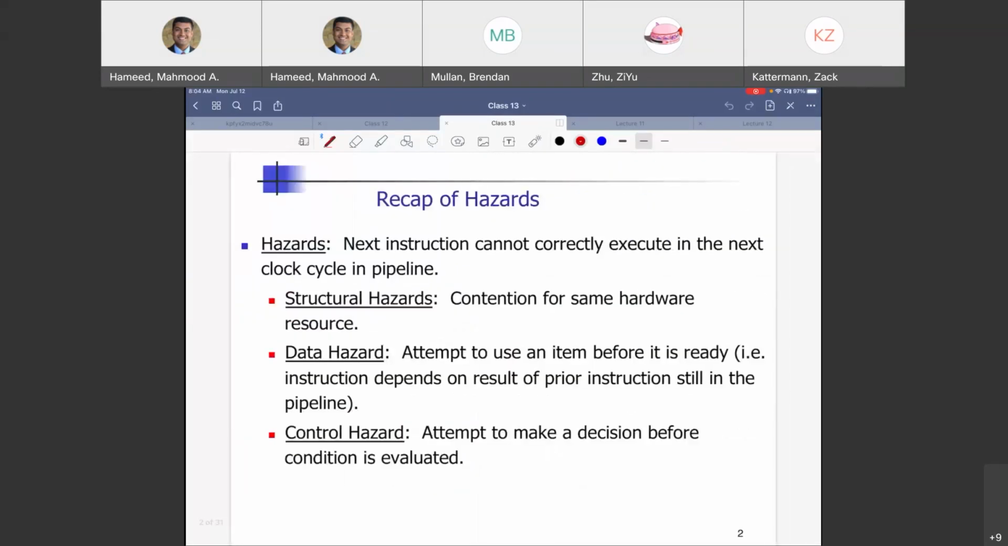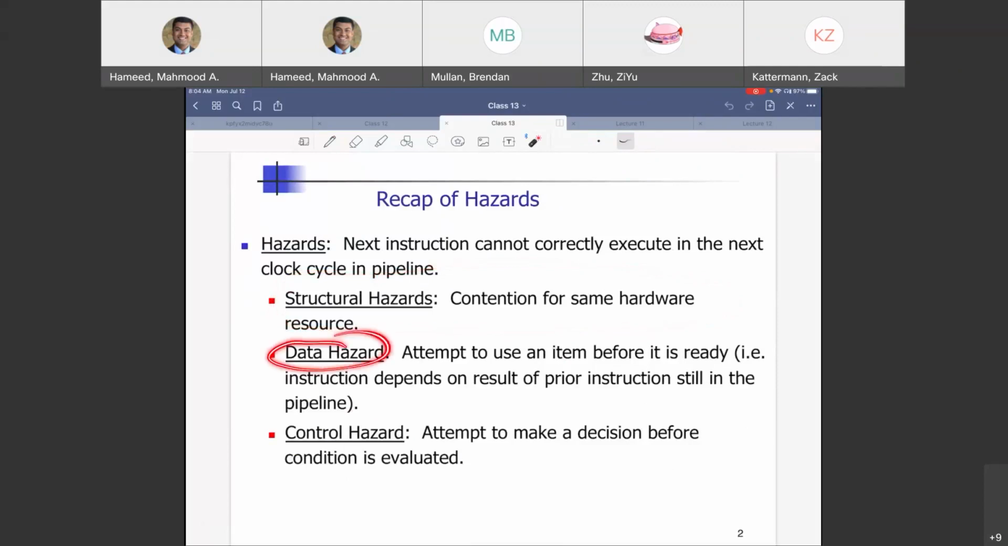So 3 hazards. Structural hazard, that was what? Contention for the same hardware. We've not looked at that in a lot of detail. We've just left it at that. Contention for the same hardware. The same hardware cannot be used by 2 different instructions at the same time.